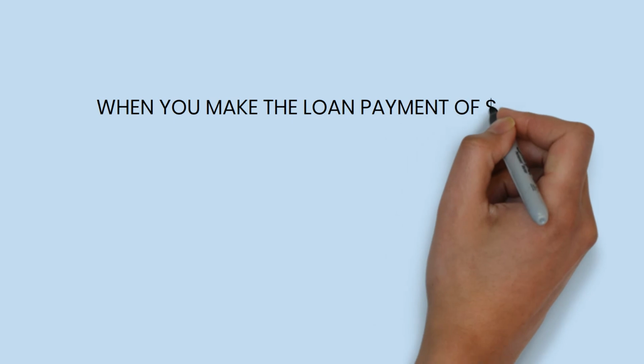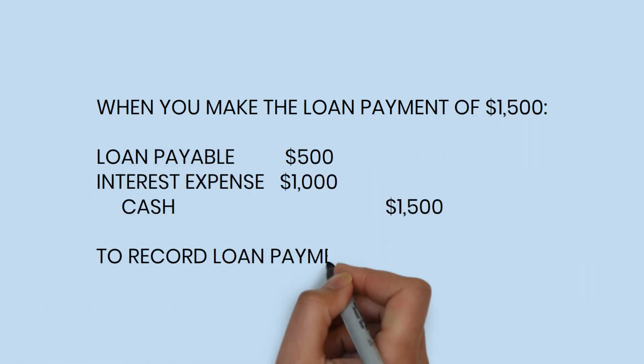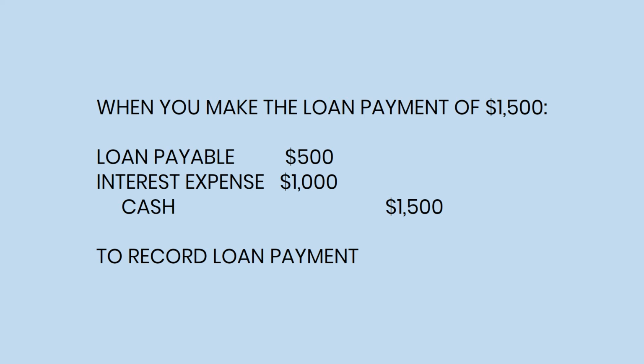The loan payment for the loan for the equipment is $1,500. You will debit loan payable for the amount of principal that you're paying, which in this example is $500. You will also debit interest expense of the amount of interest that you're paying with each payment. In this example, it's $1,000. And then you'll credit cash, because that is how you're paying for the loan.